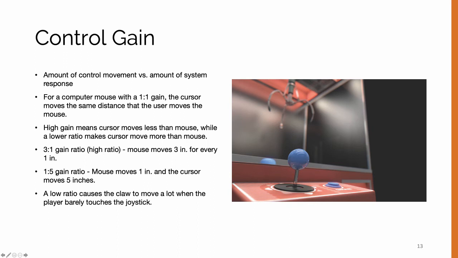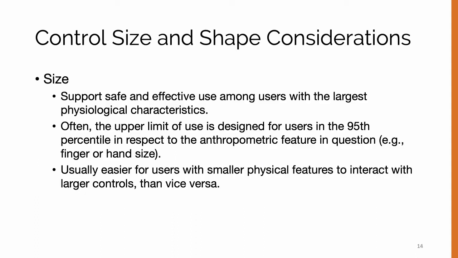And in fact, the interesting thing here, I've always thought this was fascinating, is a very low ratio. You've probably done this at an arcade, where you have to go pick up a little toy and you're using this joystick. That thing typically has a low gain ratio, and that causes the claw to move a lot when you barely touch the joystick, which is why we rarely win that game.